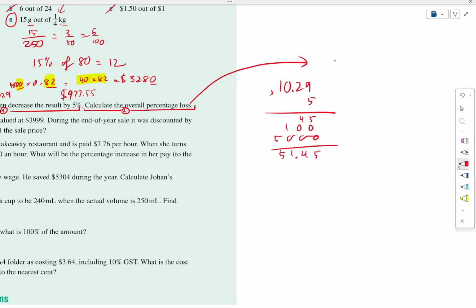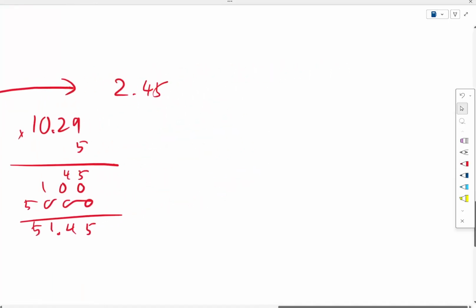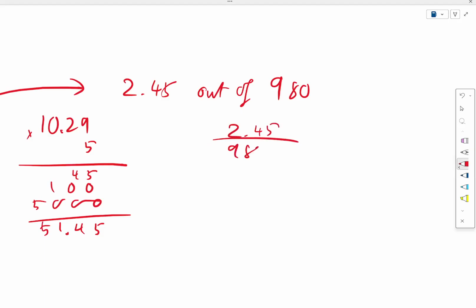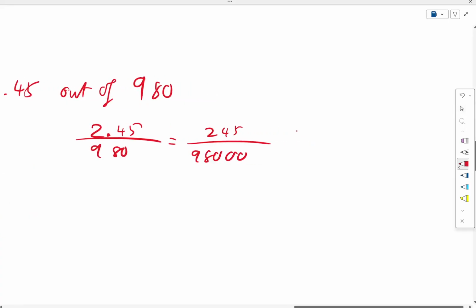Okay, yes, the difference is 2.45, and the idea is you want this as a percentage of, so out of 980, right? You write it as a division like that. If there's a decimal place, normally you want to convert it to whole numbers, so 245 over 98000. To find the percentage, you can do the long division, or simplify it first. Actually, I think you're right. Let's just do 245 divided by 98.